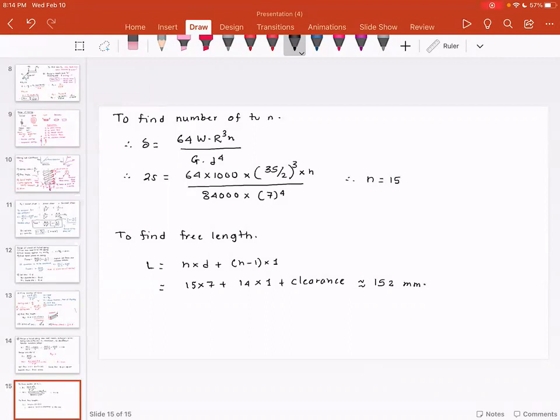And the pitch is equal to d plus clearance. So the diameter is 7, and I'm arbitrarily assuming the clearance to be 2 millimeter. So 9 millimeter is the pitch. Okay, this is how you will design a simple spring. Any questions in spring design?